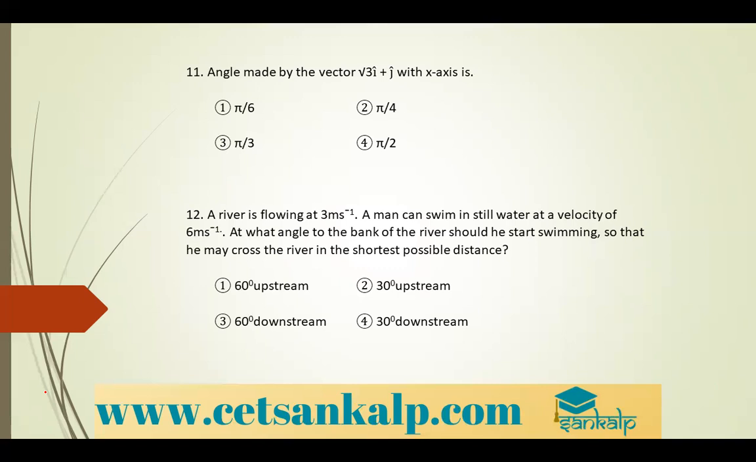Okay, fine. To understand this one, we are going to start with a diagram. The diagram is very, very important to understand. So we can consider this is the bank of the river. Again, they will have the velocity: the river is flowing at 3 meters per second, and the man can swim in still water at a velocity of 6 meters per second.